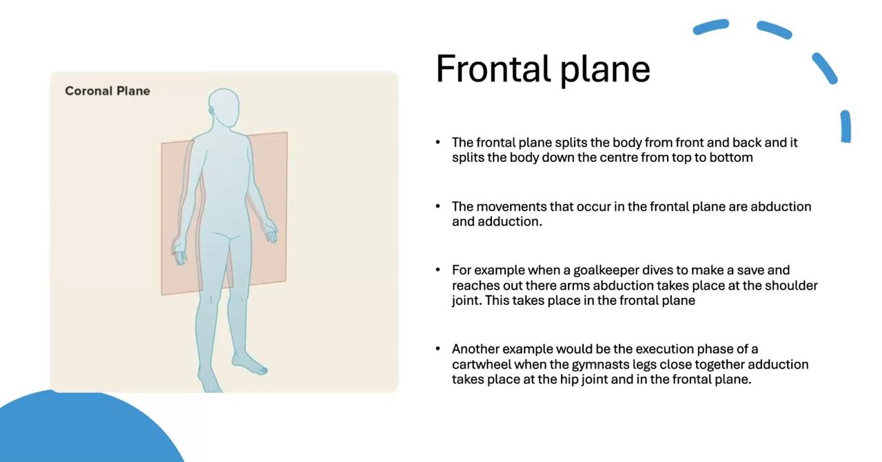Another example would be the exit phase of a cartwheel. When the gymnast's legs close together, adduction takes place at the hip joint and in the frontal plane.